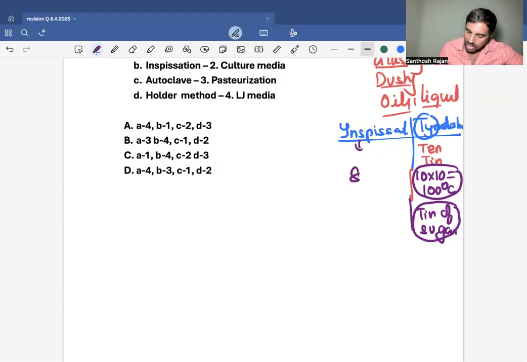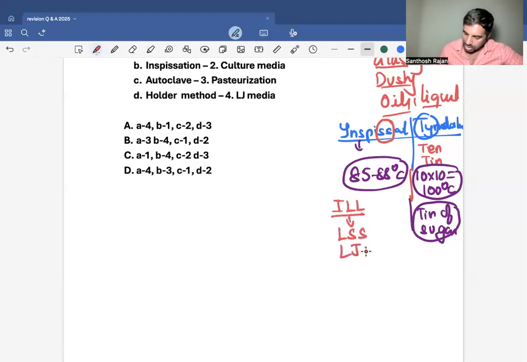Inspissation is only 85 to 88 degrees Celsius, a little bit less than that. You can also remember it as ILL or double S, CF double S. So inspissation is for 2 L media: one is LSS media, the other is LJ media, and both are interchangeable. That's also important.